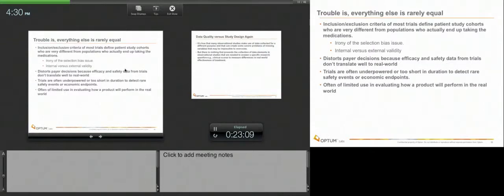My own view is that there's a huge irony with the selection bias issue in terms of clinical trials, because who's in clinical trials? They're very selected patient populations. They're followed for a short period of time. Rare events typically are not captured very well because the sample sizes aren't that large, except for things like cardiovascular trials. So we do these trials for drug approval, and then the drugs get on the market, and they're used in totally different populations that have a very different clinical profile.